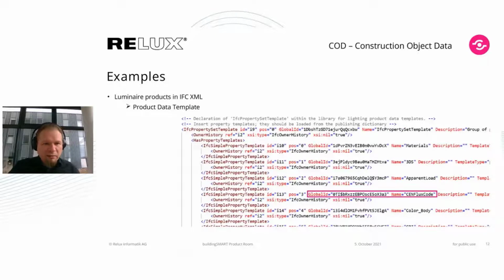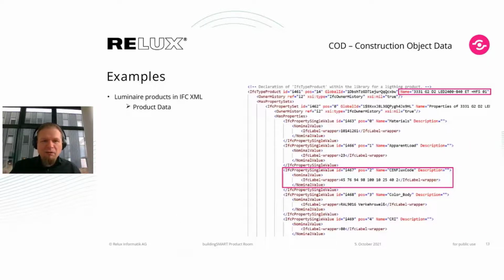And here we have the product data template in an IFC XML form, so you can understand it as a human, better than Express, I have to say. That's why we have here an example in XML. And here we have, for example, one property called Luminous Flux Code. This is a luminaire property. Here we have a GUID, but from an external source, because this is not native in IFC, for example.